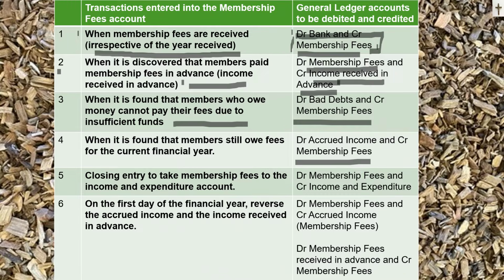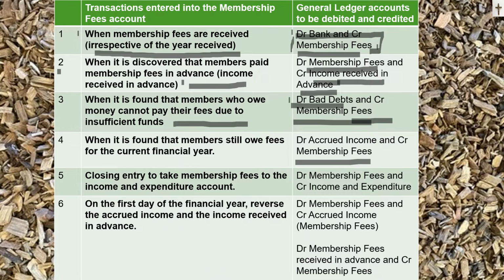Now, some members were in arrears at the start of the year from the previous year, so there was money owing from the previous year, accrued income. Some of those members are going to end up bad debts. And the entry to write off members who were owing us money in arrears in the current year is we will debit bad debts and we will credit the membership fees account.